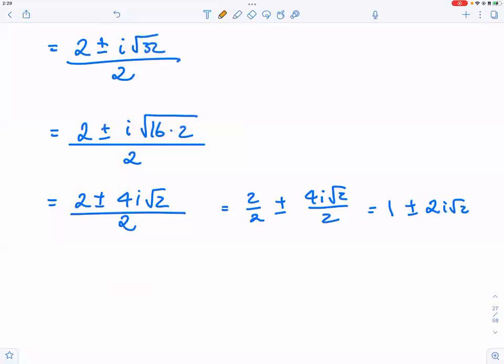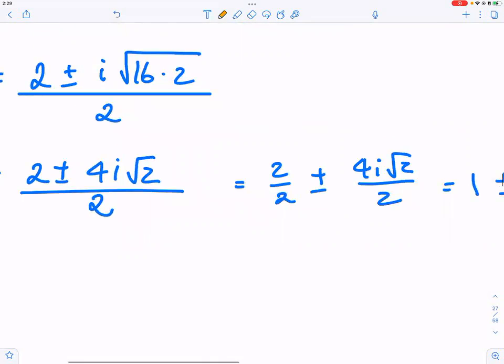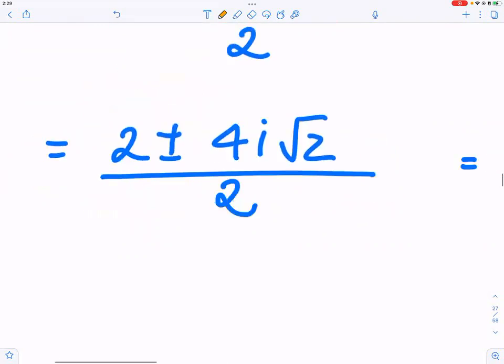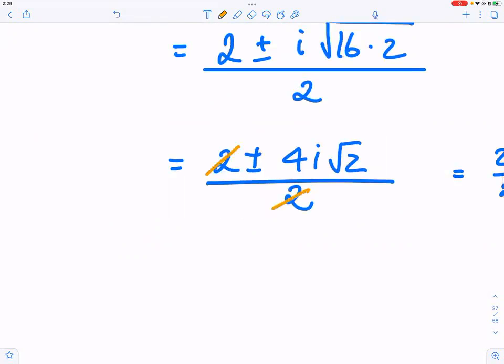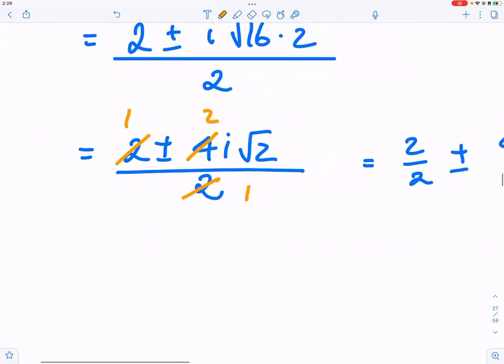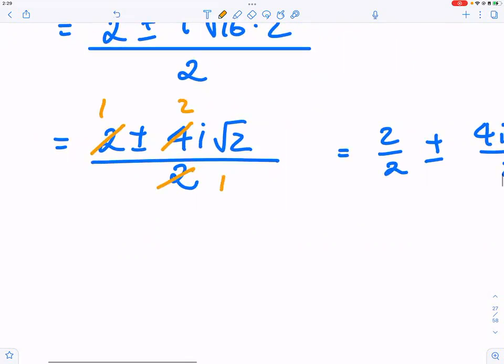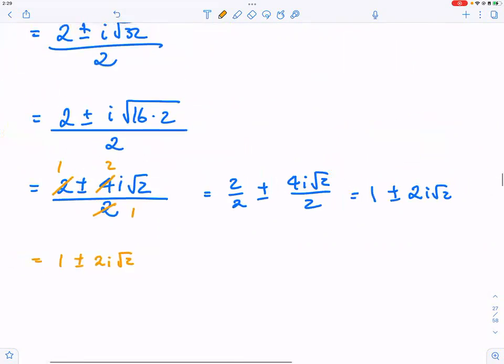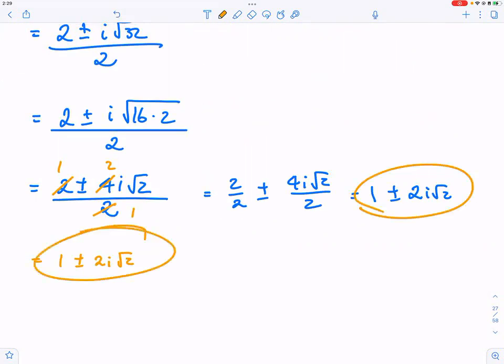So if I don't do it this way, the one on the right, what I can do is say, all right, that's how you would show your reducing of fractions. So you would have 1 plus or minus 2i root 2, which is the same thing as what we had earlier. Okay.